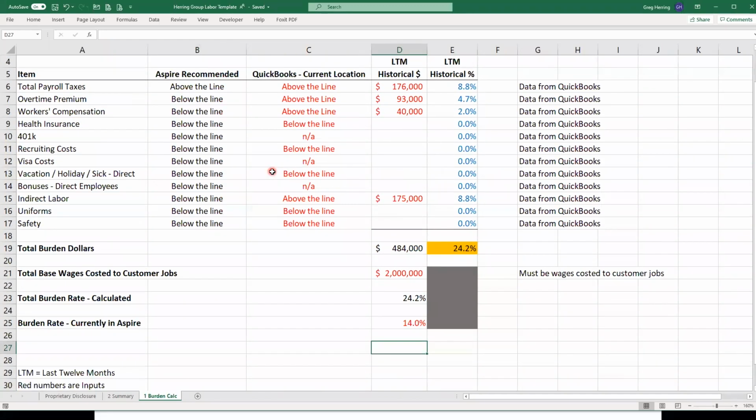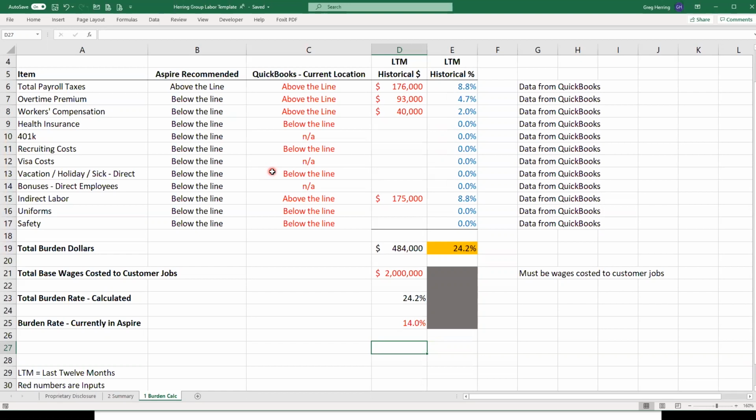Okay, so again, from a Herring Group perspective, the question that's not relevant here is what should be in burden, right? Philosophically, lots of people have philosophical arguments. We take a practical approach. So what should be in burden is what's above the line in QuickBooks.